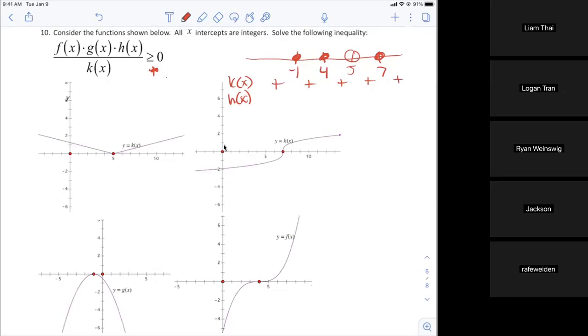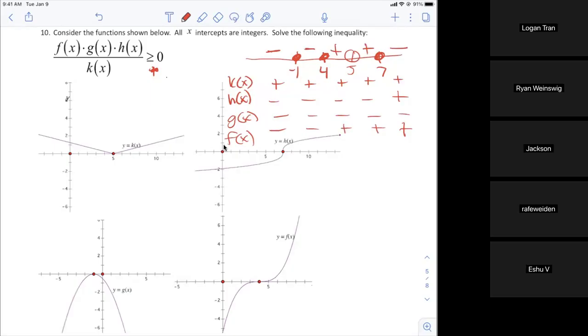And then h of x would be negative until I get to 7, and then it becomes positive. G of x is always negative, except of course when it's 0. And then f of x would be negative until 4, and then it switches to positive. So then again, because they're all multiplied and divided together, for less than negative 1, it's positive times negative, negative, negative, which would result in a negative. And you do that for each of these intervals, just taking into account all those different signs. And then you go back to the inequality and you want where it's positive.